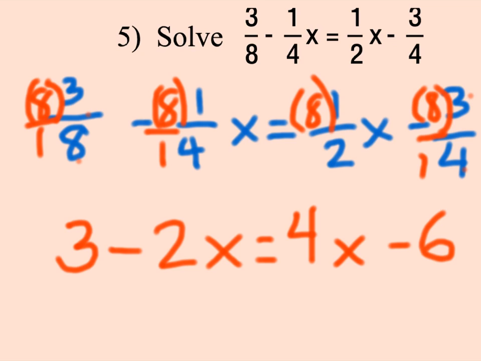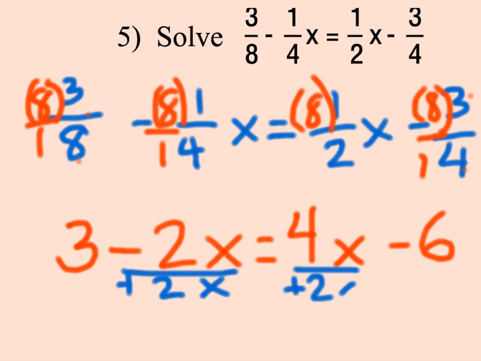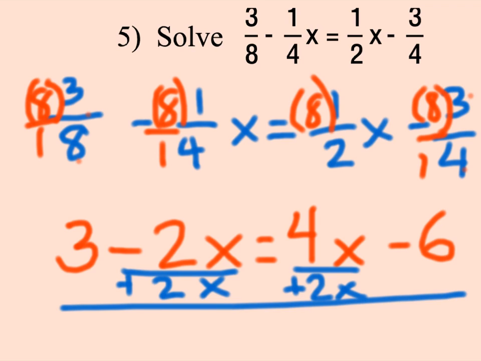So now I'm going to go ahead and use my new rules. I have a negative 2x and a positive 4. So which one is smaller? Negative 2x. So I'm going to add 2x to both sides, which is going to give me 3 equals 6x minus 6. I hope I did the math right there. And now I would add 6 to both sides and divide.